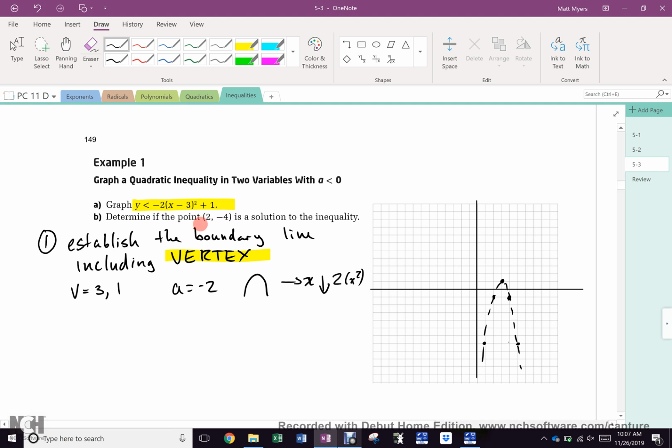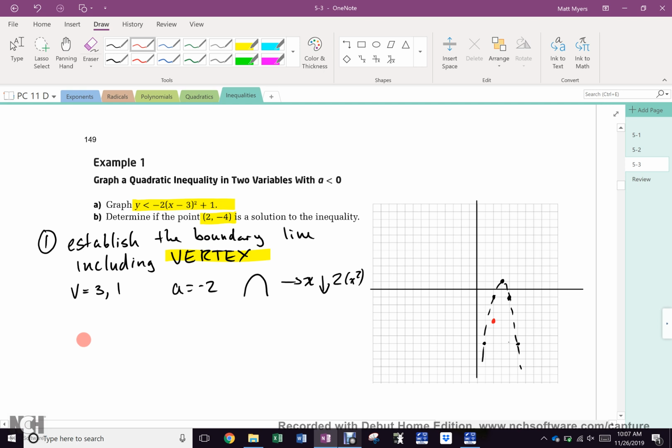Next, I want to use that point. Where is 2, negative 4? 1, 2, 1, 2, 3, 4. There it is, correct? Everyone agree? So let's check it. We've established our boundary line, we've graphed it. Let's check if it's the solution.